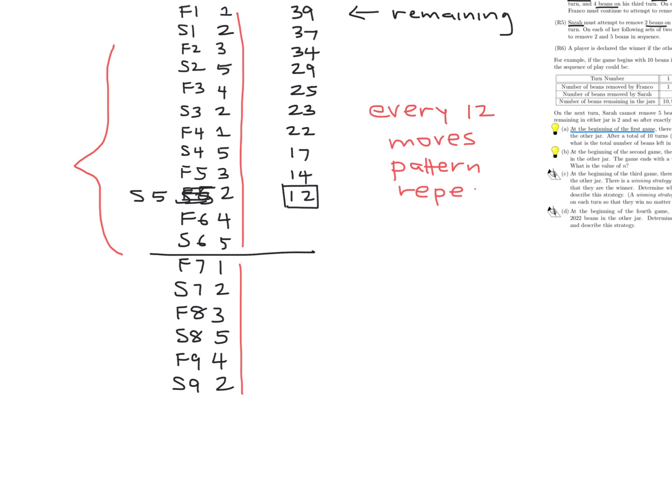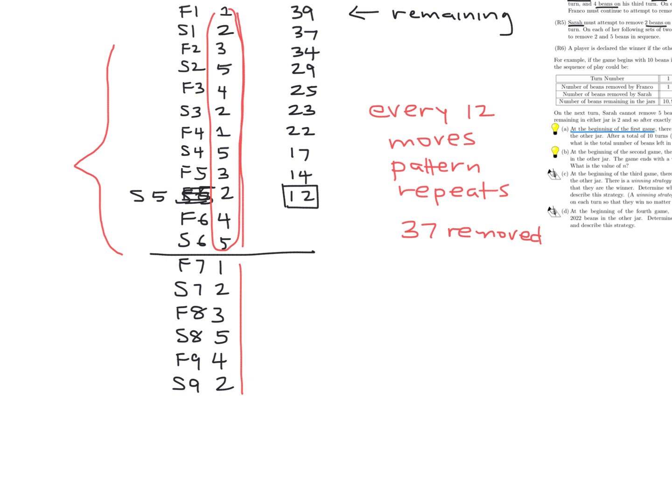Now, how many are removed in those 12? I guess you have to add up these numbers. And when you do, I believe it's 37. 37 removed. Were they jelly beans or something? I even forgot what they are. Yeah, they're beans. They're beans of some sort.